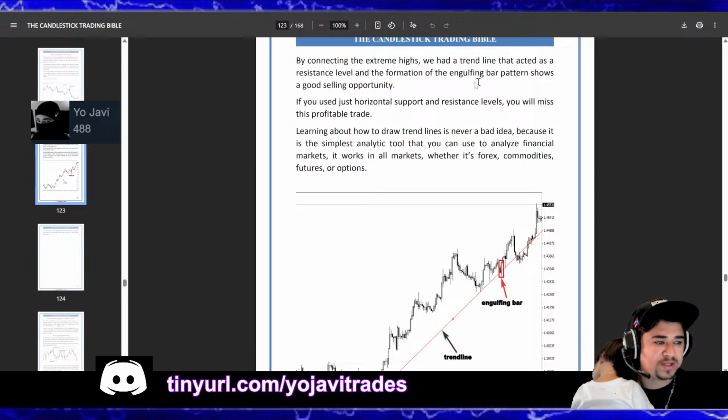So the formation of the engulfing bar pattern shows a good selling opportunity. If you use just a, I'm sorry, hold on. I think what I'll do is, on Sunday, I'm gonna give out another homework. The homework is gonna be to identify supply and demand zones. That's for everybody going through the course or who went through the course, and everybody new to the server, because I know that at first you're gonna need confirmation. So I'll do that too, to help everybody going through it.